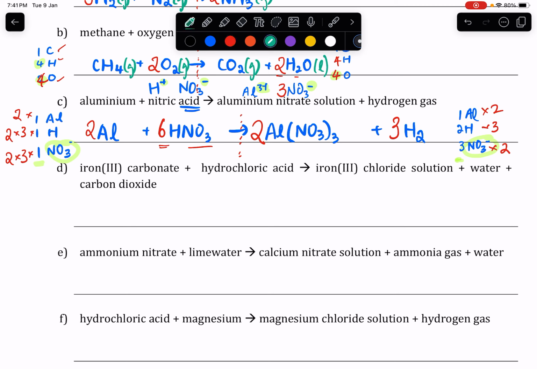Let us add the state symbol. Metals are solid at room temperature. Acids are in aqueous state. Okay, what is aqueous state? Aqueous means dissolved in water. It's a solution. And what is the difference between aqueous and liquid state?